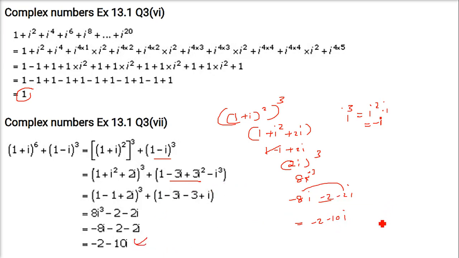So the only thing which you have to use is i to the power 4 into something plus the remainder. Whatever this something is, it goes to 1. So i to the power of the remainder is the answer. This is the only crux and logic of all these questions.